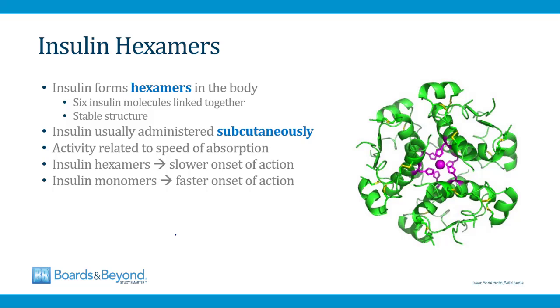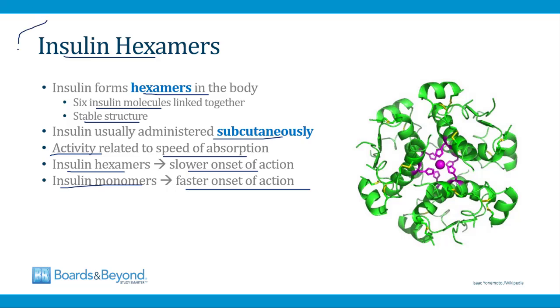To understand the different types of insulin, it helps to know about insulin hexamers. So insulin molecules like to form hexamers inside the body. A hexamer is 6 insulin molecules that are linked together, and this is a very stable structure. So insulin is usually administered subcutaneously, and when this is done, the activity of the synthetic insulin is related to the speed of absorption. And so if a synthetic insulin forms hexamers easily, this will lead to a slower onset of action because those hexamers are very stable and slow to be absorbed. In contrast, if a synthetic insulin stays in the monomer form and does not form hexamers, this will lead to a faster onset of action.